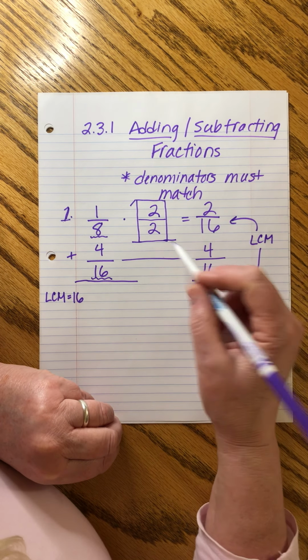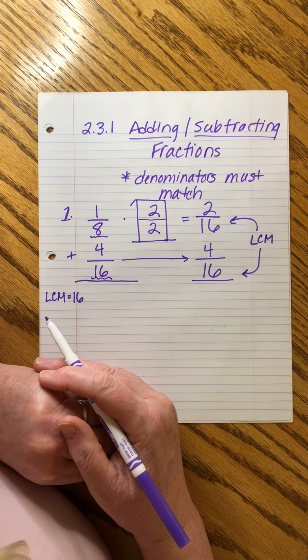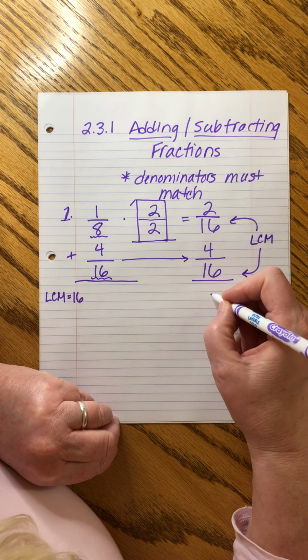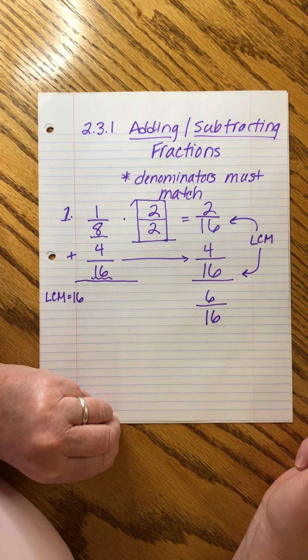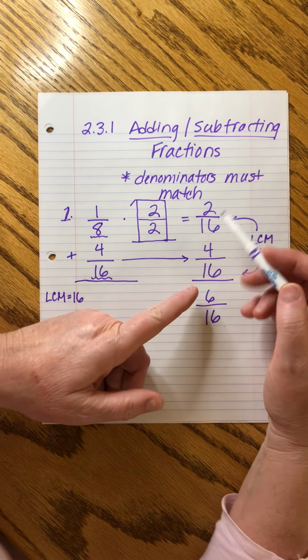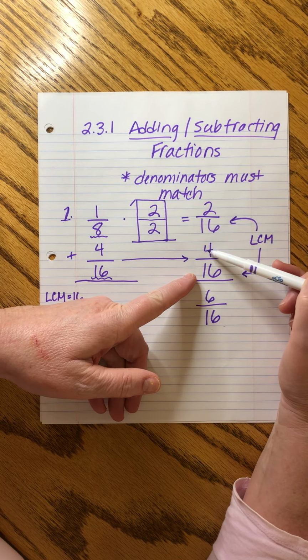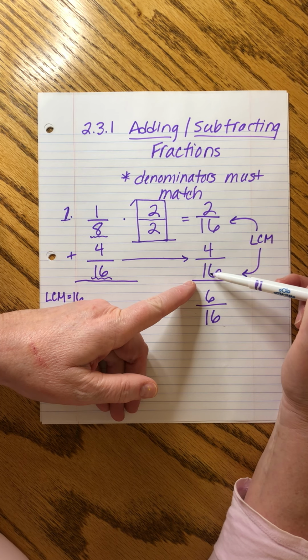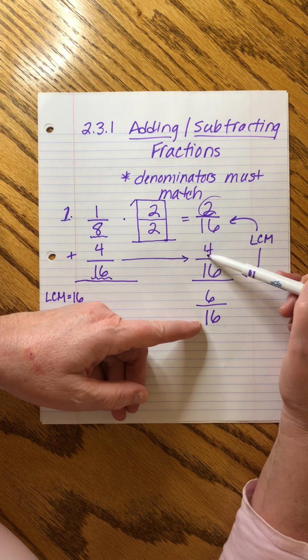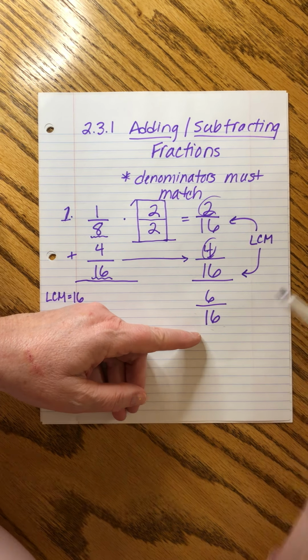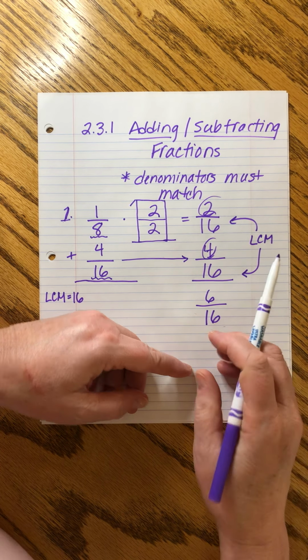16, we don't have to adjust. It's already there. Okay, so now we're ready to add, and we get 6 over 16. Okay, that's a really great answer. And notice how I did that. I added the tops, but once you get the bottoms to match, you don't have to do anything with them. You just leave them in that same value, right? So I added the tops, and I just carried the bottom through. 2 plus 4 is 6, okay?